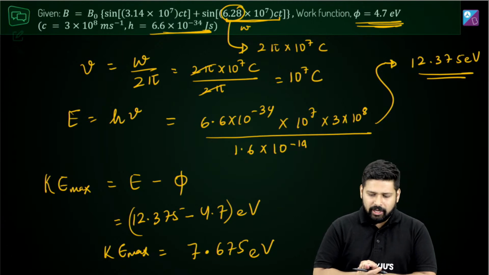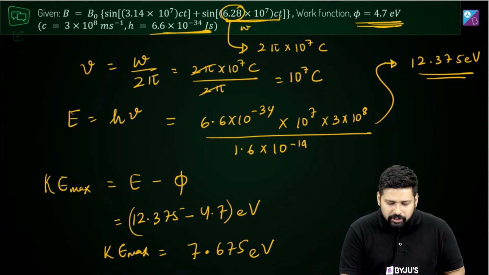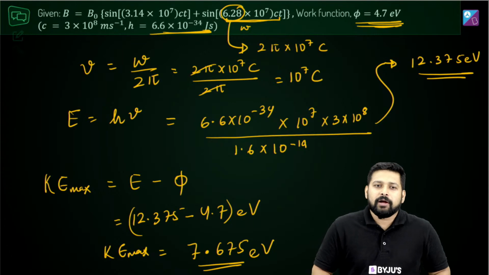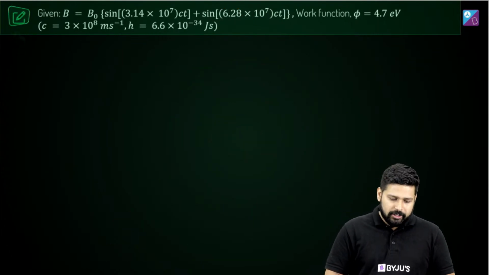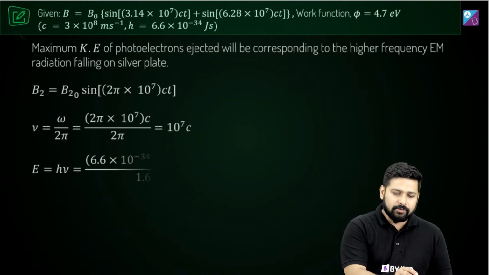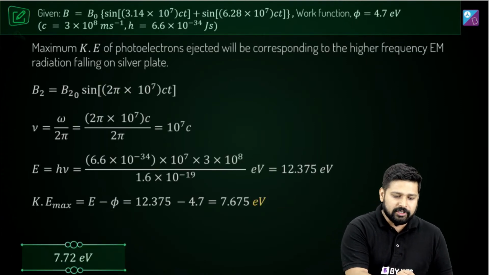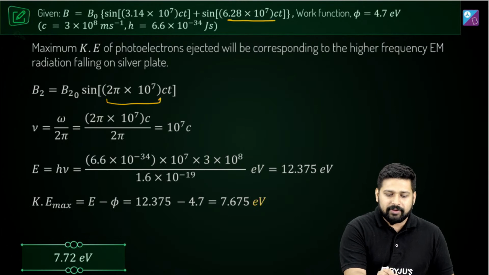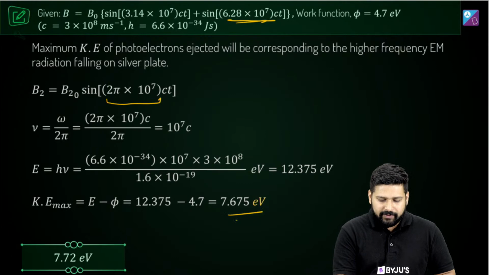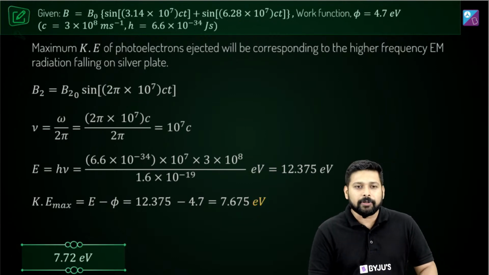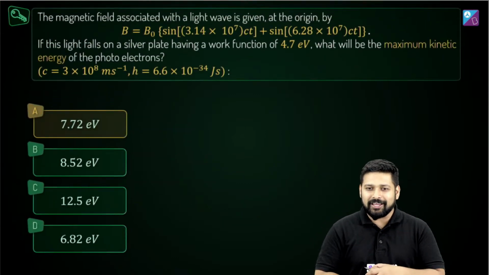Easy? Okay? Which option is this nearest to? Check out the options again. What you have got? From here, maximum kinetic energy will correspond to whichever has the greater omega. We have identified that the omega of B2 is greater, right? Then we calculated and got this value, which is closer to which option? Option A.